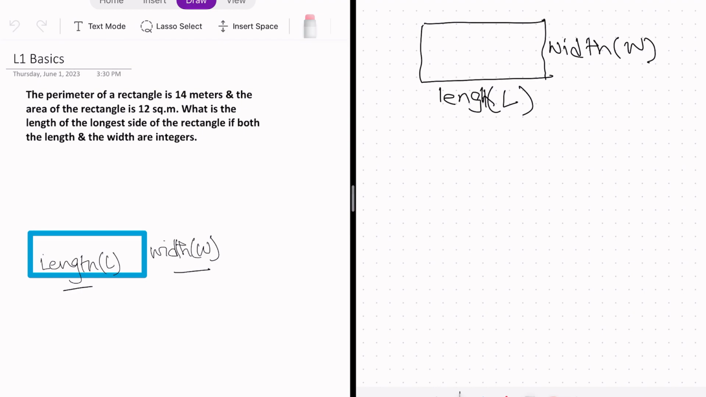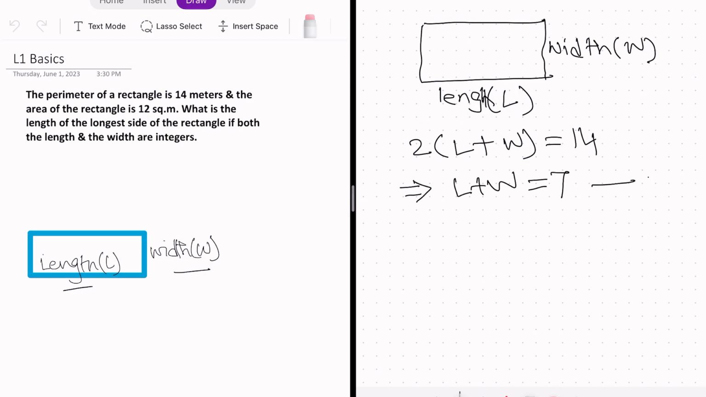The perimeter, which is twice length plus width, is equal to 14, from which you get L plus W is equal to 7. And then the area, which is L into W, is equal to 12.